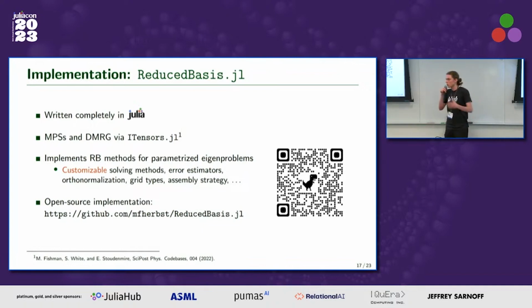However, it's quite customizable. We can use different solving methods: some type of iterative eigensolver, so exact diagonalization in physics terms, or we can use tensor network methods from ITensors, but we can also implement custom solvers quite nicely. Then we also have custom error estimators, so we're not only restricted to this kind of residual, and also more technical stuff like orthonormalization techniques, grid types, and the assembly strategy. And if you want to have a look, we have the code base on GitHub.